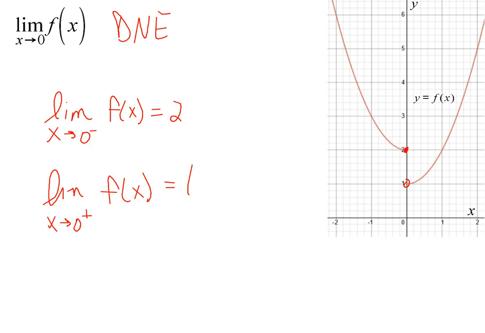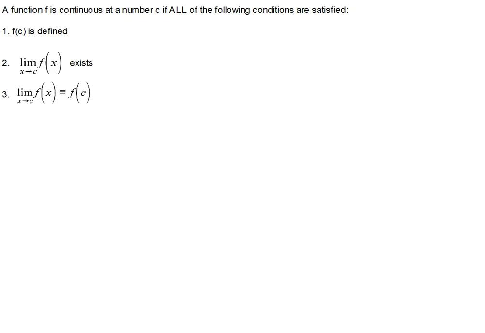This is an important point that we use when we talk about the definition of continuity. A function is continuous at any number, c, if and only if all three of these conditions are satisfied. The value of the function at f of c has to be defined, the limit as x approaches c has to exist, and that limit has to equal the value of the function.